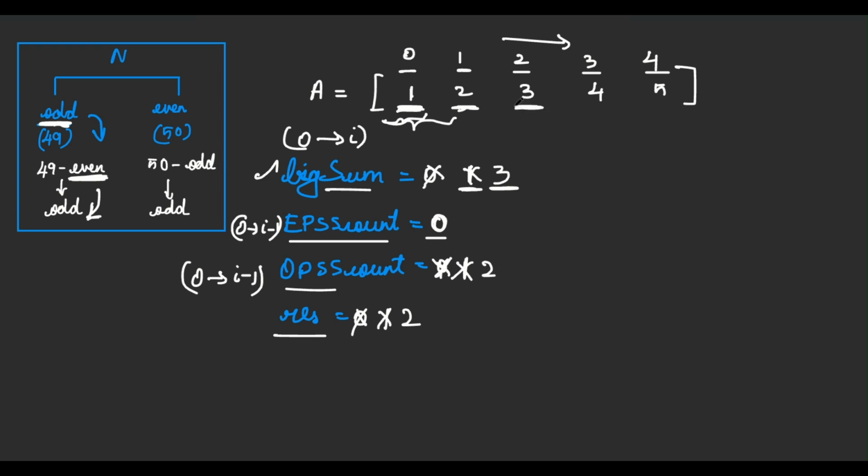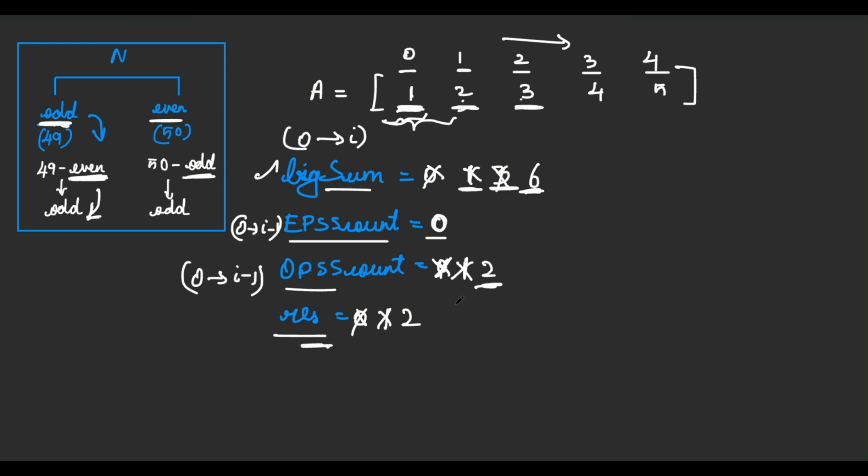When this is going to be the endpoint, the bigger sum will be 1 plus 2 plus 3, which is 6. Now what is the next step? 6 is an even number, so we can't increment the result at the next step, right? So now we should check for the EPSS count or OPSS count. If 6 is going to be an even number, then we should definitely check for all the OPSS counts. And we indeed have some OPSS counts, right?